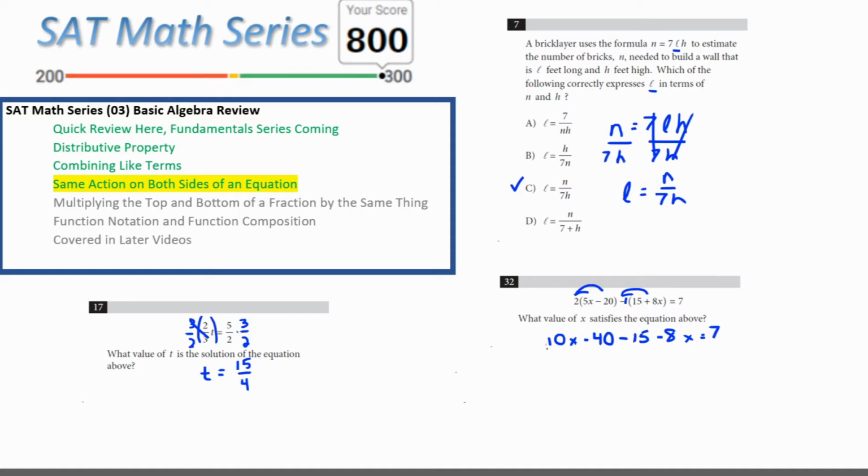Now we combine like terms. The 10x is like a negative 8x. 10 and negative 8 is going to give us a 2x. And then we have a negative 40 and a negative 15 will combine for a negative 55.